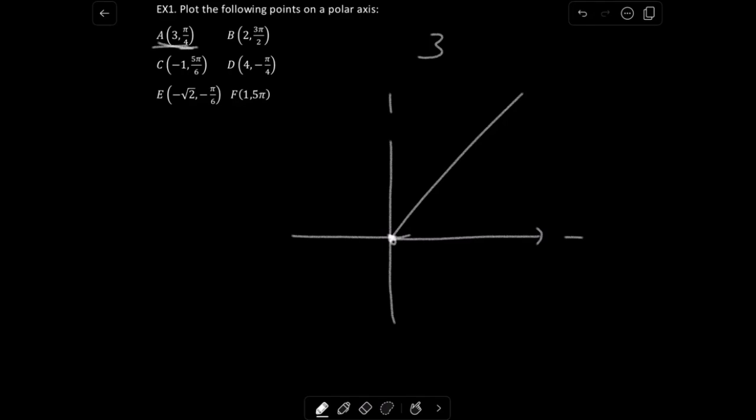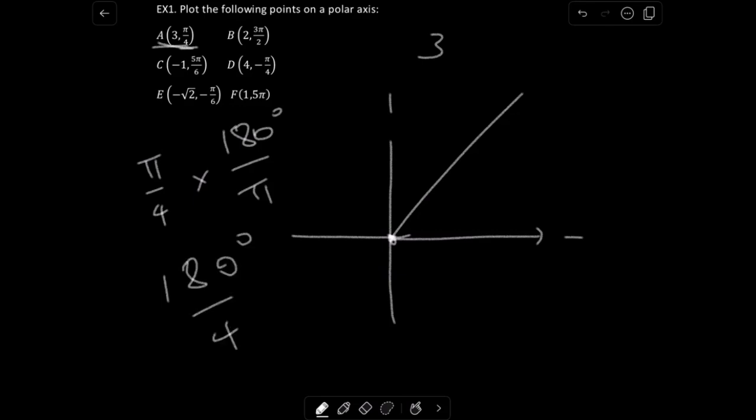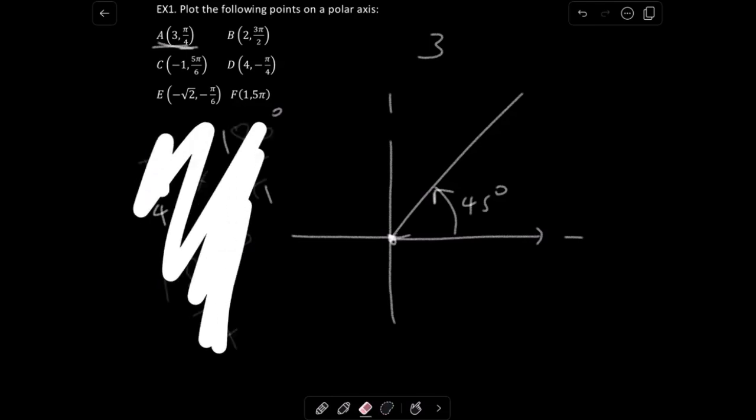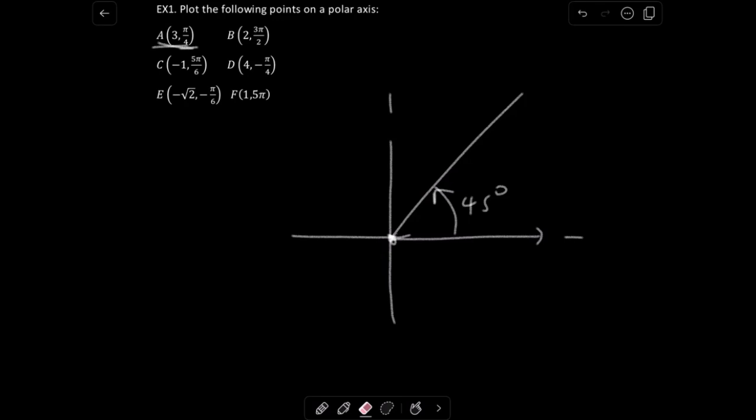If you're having trouble seeing that and thinking in terms of radians, what you can do is convert the pi over 4 into degrees. Maybe that will help you. When you are going from radians to degrees, you times it by 180 degrees over pi. So you'll get 180 degrees over 4. 180 over 4 is 45. So 45 degrees, that's this angle here. That's 45 degrees, pi over 4 radians. All right, so there's 45 degrees.